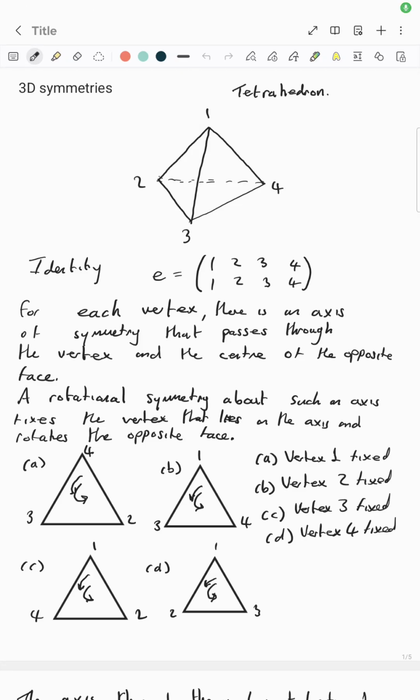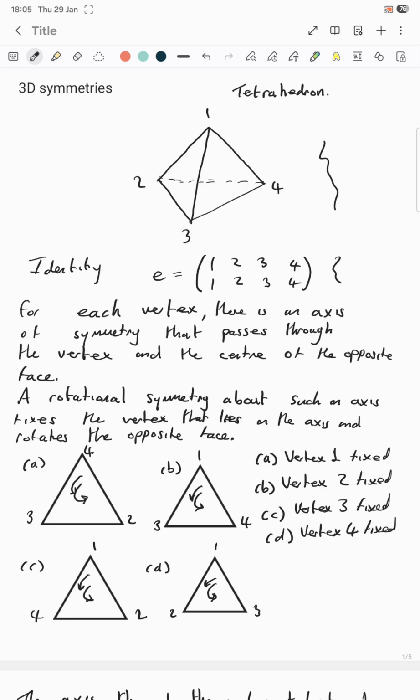This is group theory, symmetries in 3 dimensions. Well, from before we used the triangle, this time it will be a tetrahedron. Now, as always, our identity is just basically the do-nothing transformation. It maps each point to itself.